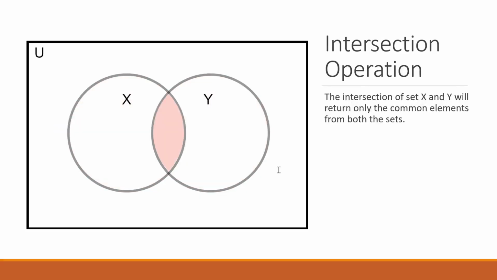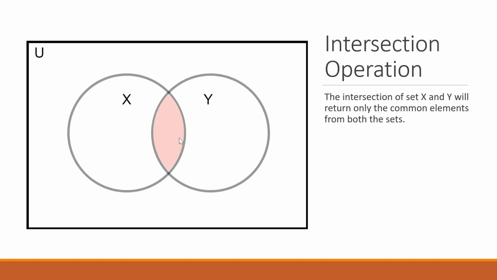After union, we have the intersection operation. Now the intersection of set x and y will return only the common elements from both the sets. Now here in the diagram, you can see the implementation of the intersection operation. So consider that we have two sets, set x and set y. Now when we calculate the intersection, it will only return the common elements which are there in both set x as well as set y.